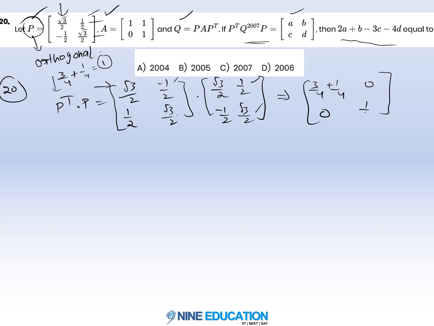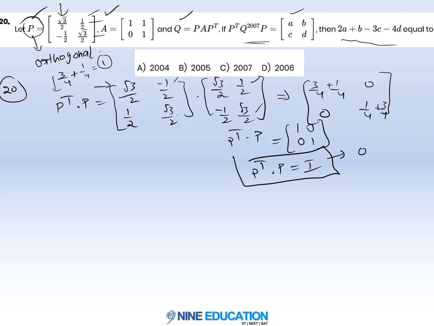Here it is: 1 by 4 plus 3 by 4, which is a unit vector. It's 1 0 0 1. So P transpose into P, we are getting it as a unit matrix. Hence we can conclude matrix P is orthogonal, right?